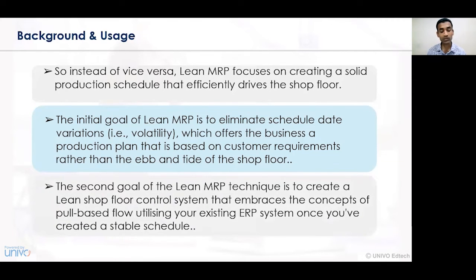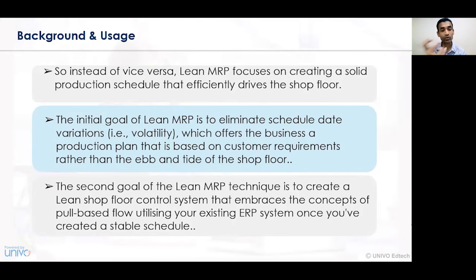The second goal of the lean MRP technique is to create a lean shop floor control system that embraces the concepts of pull-based flow, utilizing your existing ERP system once we have created a stable schedule. So once a proper schedule is in existence, in the case of lean MRP, it focuses on creating activity which embraces the concept of pull-based flow utilization.